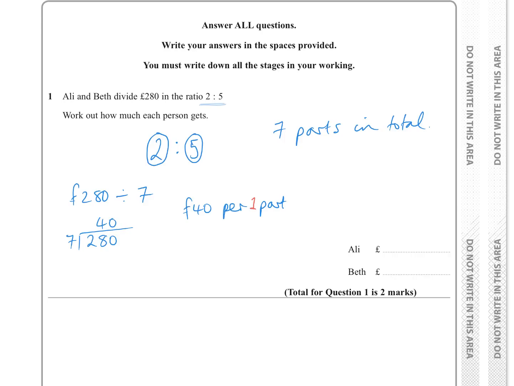And so we know now that if Ali had 2 parts for Beth's 5 parts here, then we can simply say that Ali had £80 because it's just twice 40, and Beth would have 5 lots of 40, which is the remaining 200. The other nice way of doing these questions is, once you've got Ali's share, if you're in a rush, you might lose a method mark, but you can just state that Beth would have 200 because 280 minus 80 makes 200. Okay, so that's a nice start to the paper.